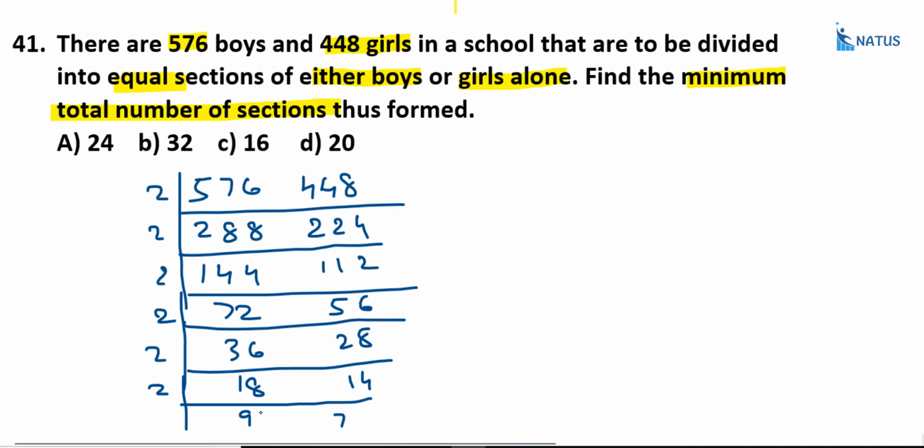No need to find the HCF, multiply all these numbers and again divide by 64. Just add the last two numbers, that is 9 plus 7, which is equal to 16, the required answer. Is it clear? No need to multiply all these numbers and again divide. Just simply add the last two numbers. 9 plus 7 is equal to 16 is the required answer.